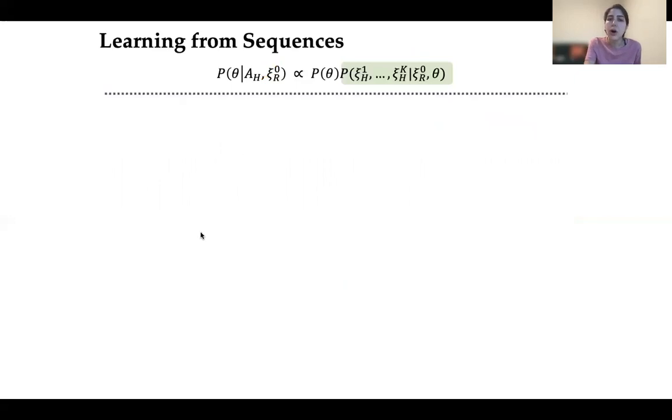All right, so at the end of the day, my goal is really to find the probability of theta. My goal is to have a good estimate of what theta is, given the corrections that are provided by the human.